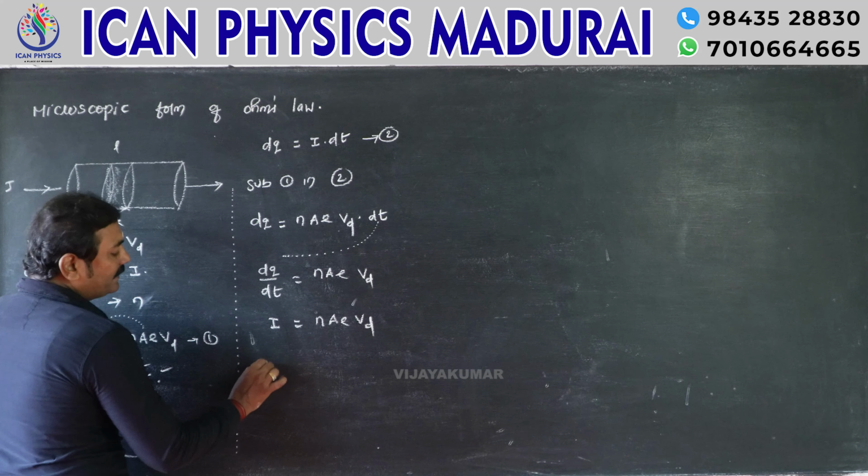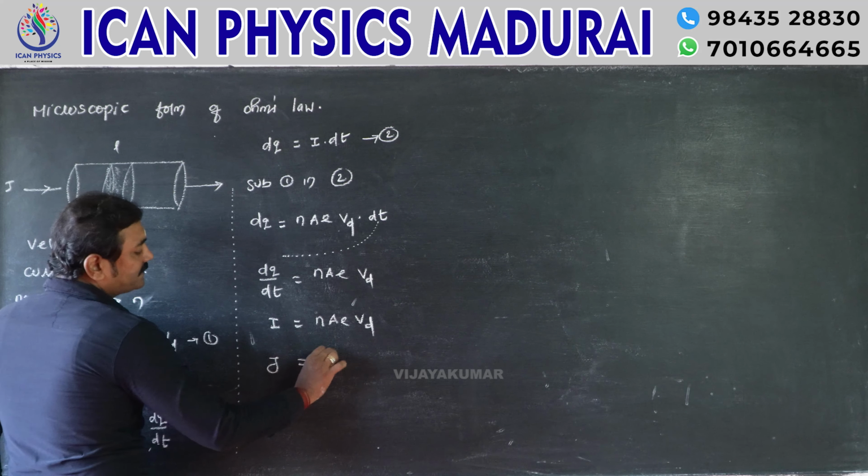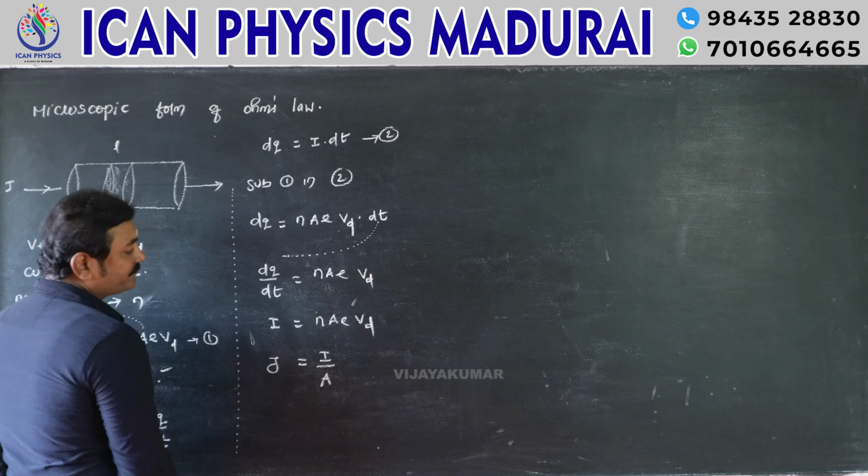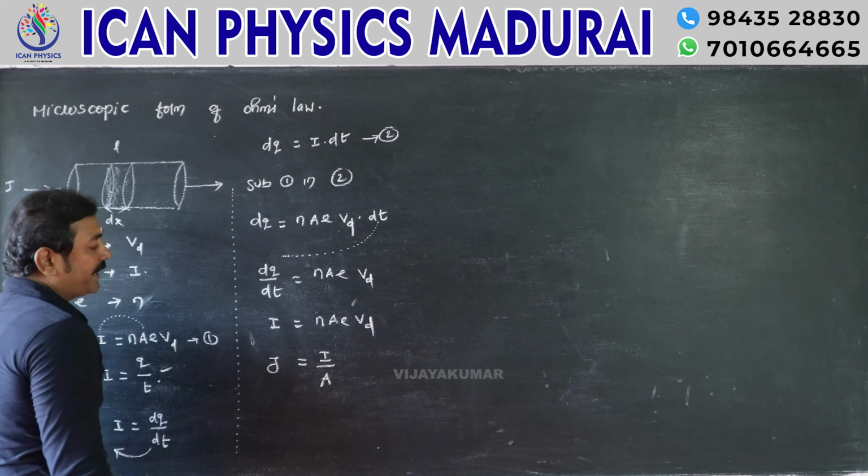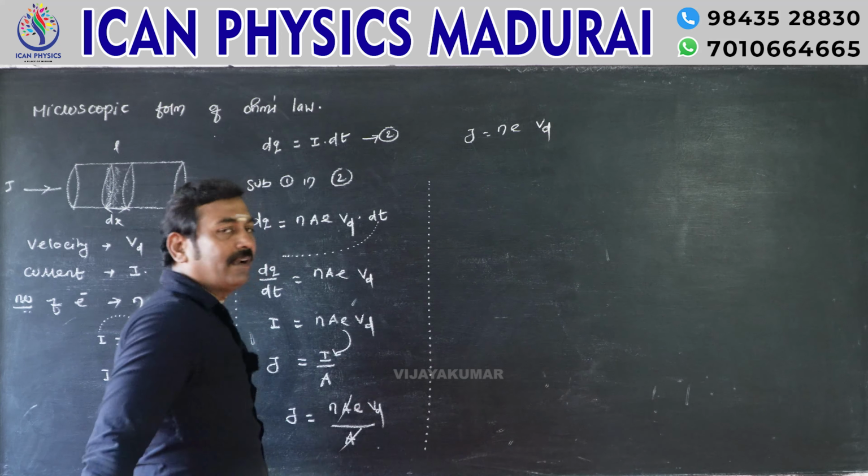Now current density is defined as I by A. Now substitute the value for I. So J equal to NAE into drift velocity divided by A. Now A gets cancelled. Now J equal to NE into drift velocity.